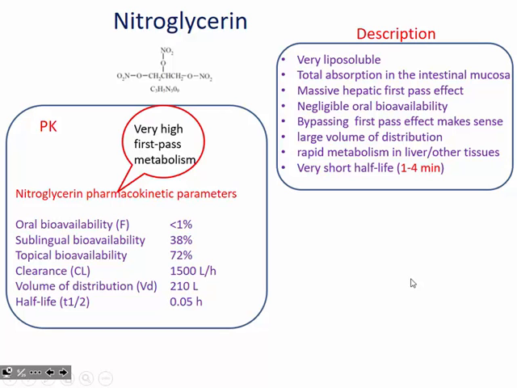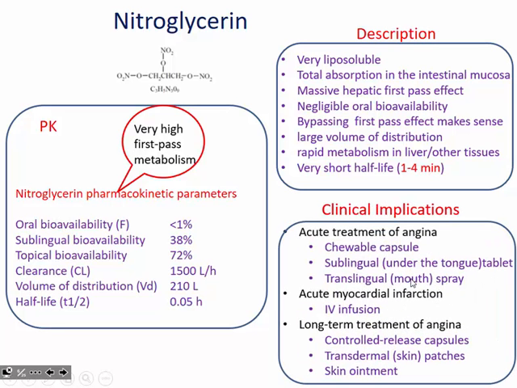So what kind of formulations are available, based on this PK? We have certain formulations for acute treatment of angina. The most common one used is the sublingual tablet, the under the tongue tablet. You can also use a chewable capsule, or what is called a mouth spray or translingual spray.